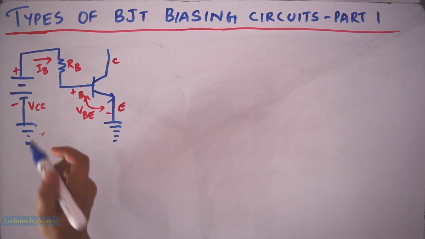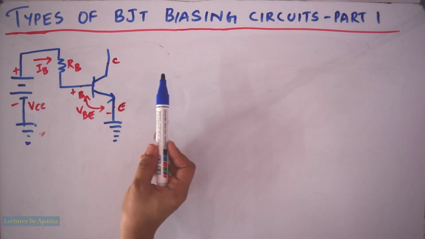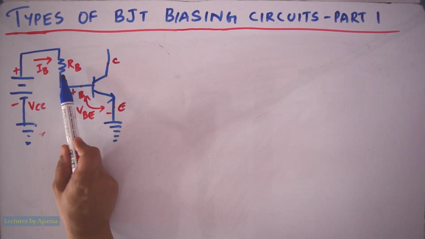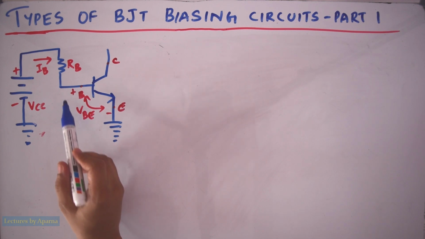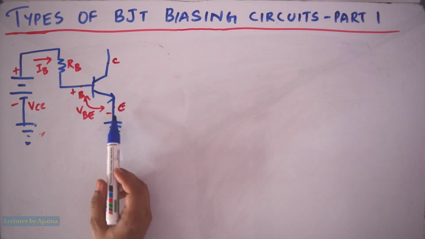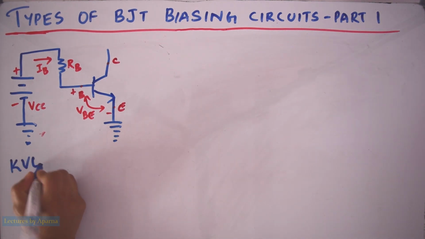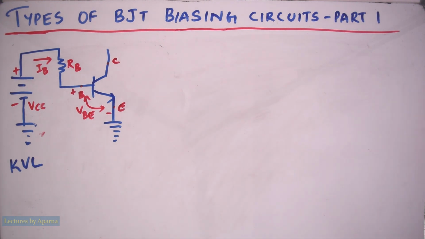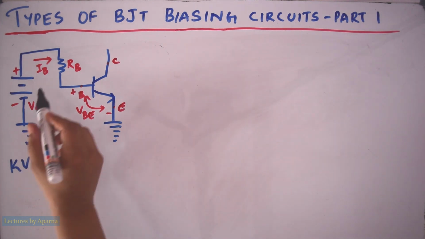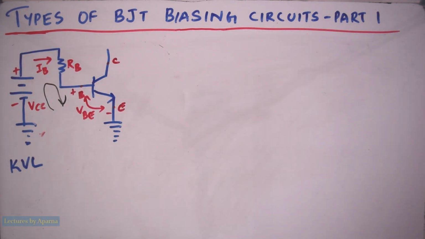So here this is VCC, since both in the input side and the output side the DC supply given is VCC. Then in the input side there is a resistance RB and the voltage across the base emitter junction is VB. Base is at a higher potential compared to this emitter. Now let us use KVL or Kirchhoff's voltage law here. So KVL says that the algebraic sum of voltages in a loop is 0. So I am considering this loop.